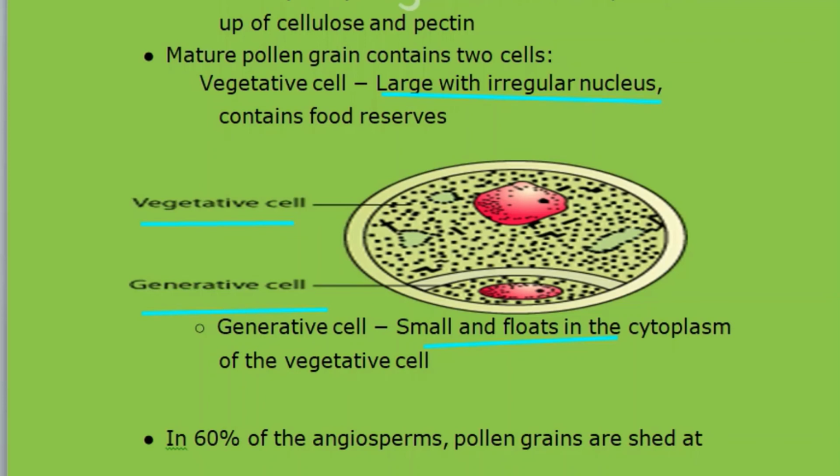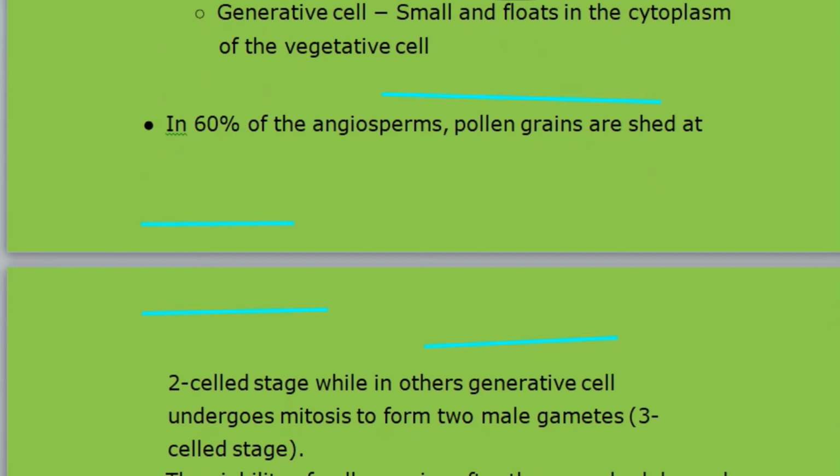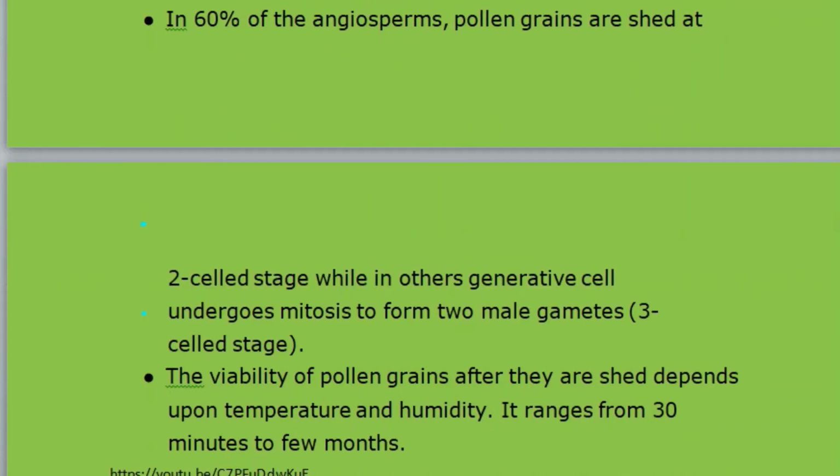It is written here that 60% of angiosperm pollen grains are shed at the 2 cell stage. 2 cell stage means that when the pollen grain is released from the plant's body, it has 2 cells, the generative and vegetative cell.